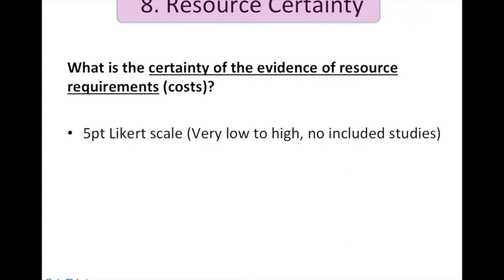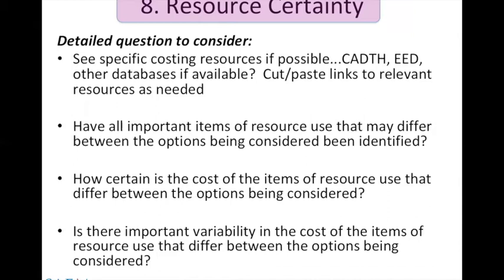Question number 8 deals with resource certainty. So what's the certainty of evidence of resource costs, requirements, what have you? So it's a 5-point Likert scale, very low to high, or there's no included studies. Some more details is, again, we've talked about where to find costing resources from databases if it's available, CADTH, HEED, or whatever. And you can cut and paste the links, actually. You don't have to write the whole article. Just put the website or the URL link or the PMID number into your table, and then the readers can look at it later if they want to go through your appendices or supplemental materials, if that's what you've included.